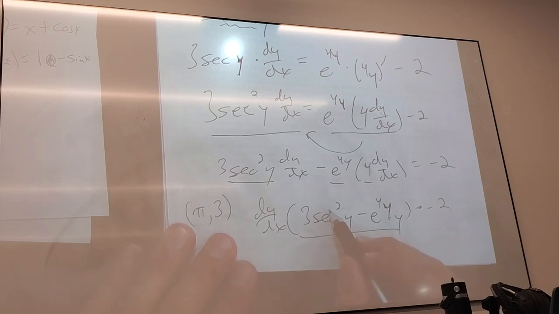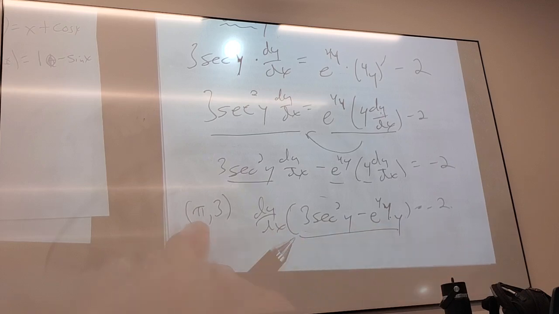Is there an x in this anywhere? No. So if I did see an x, what would I put in place of it? Pi. If I do see a y, what do I put in place of it? 3. I gave you a function where the derivative was just dependent on y.